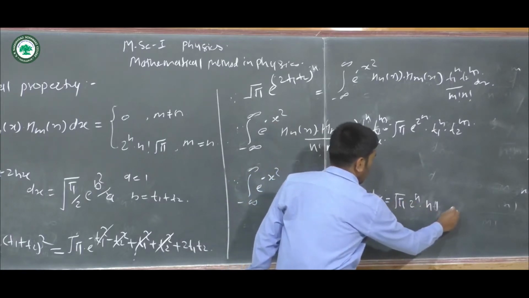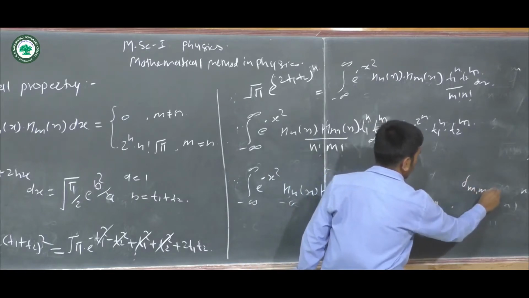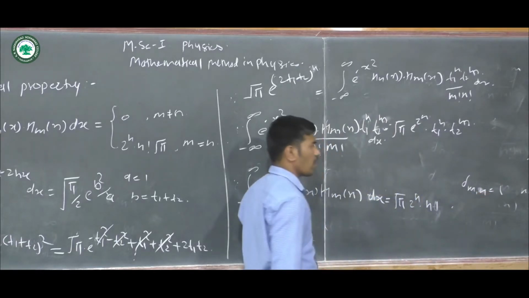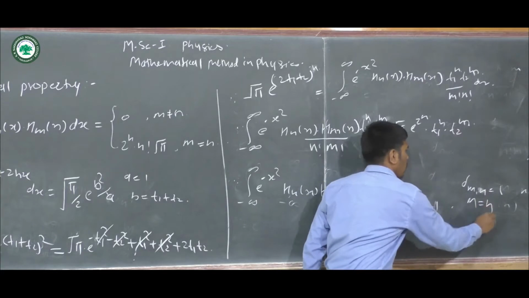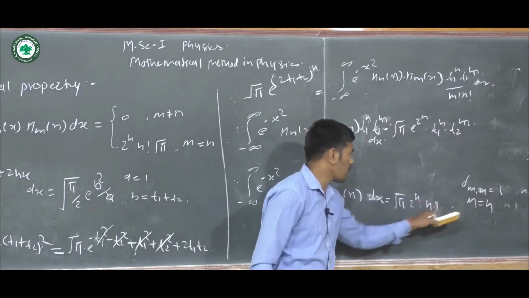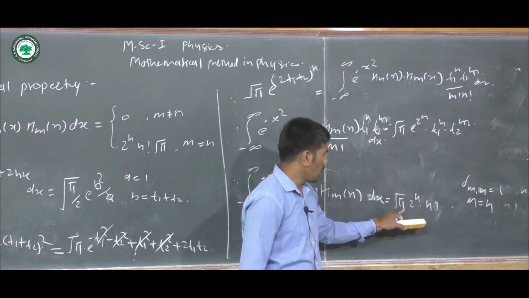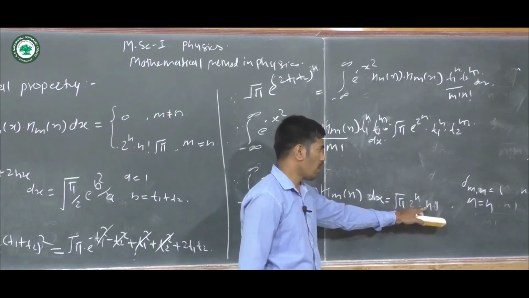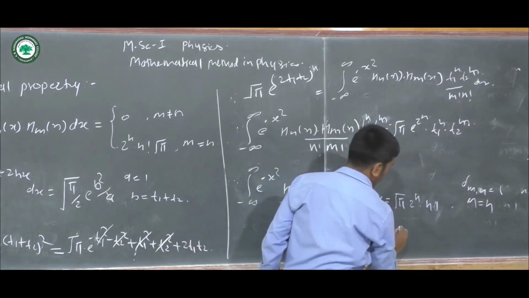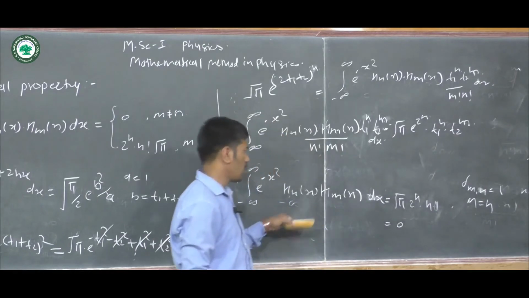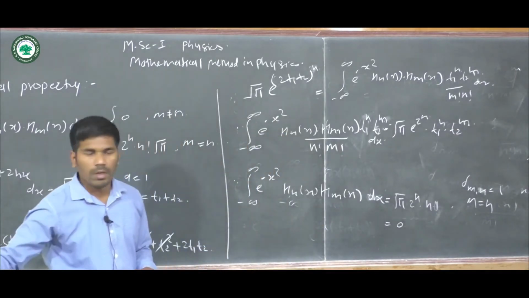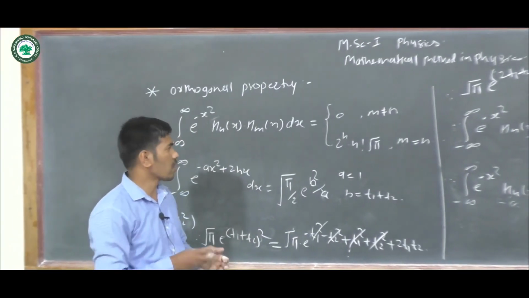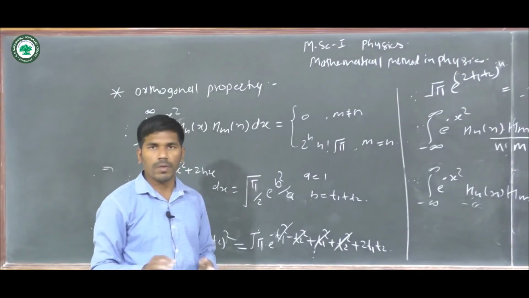So here this delta mn is equal to 1 when m and n are equal. For these conditions we get this relation: under root pi 2 power n into n factorial. Okay, if m and n are not equal, then it is equal to 0. So this is the orthogonal property of the Hermite functions. Okay, so let's stop here. We'll discuss in the next lecture.